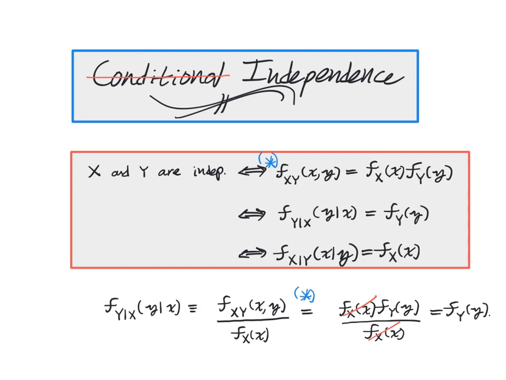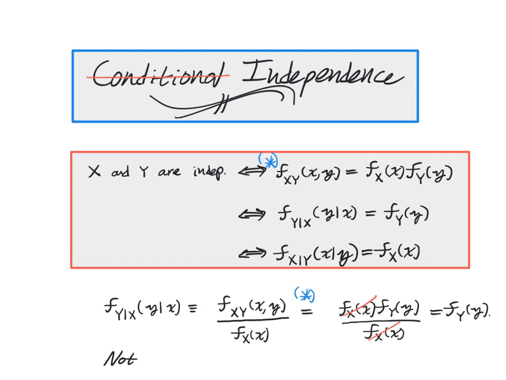The easiest way to understand independence is by looking at the second and third characterizations on this slide. These say that y and x are independent if and only if knowing y tells you nothing about x, and knowing x tells you nothing about y. These are both equivalent. And that's exactly what these conditional densities say. Conditioning on x, the distribution of y is completely unchanged from its marginal distribution. And conditioning on y, the distribution of x is completely unchanged from its marginal distribution.